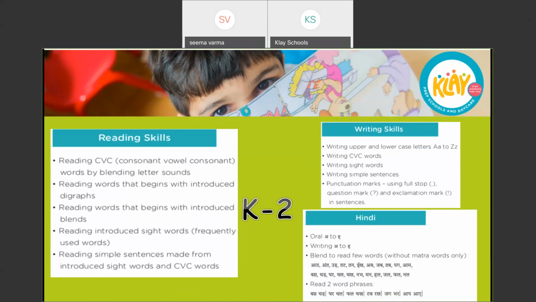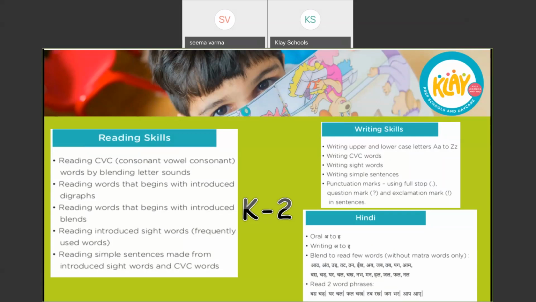Again, how do we support? So once the listening happens, once the speaking happens, then comes the reading skill. So how do we support reading skills? Reading happens by reading. It starts with the CVC word, the consonant, vowel, consonant, words by blending letter sounds. A CVC word, just to give you an example, would be as simple as cat, zip, rug, pen.